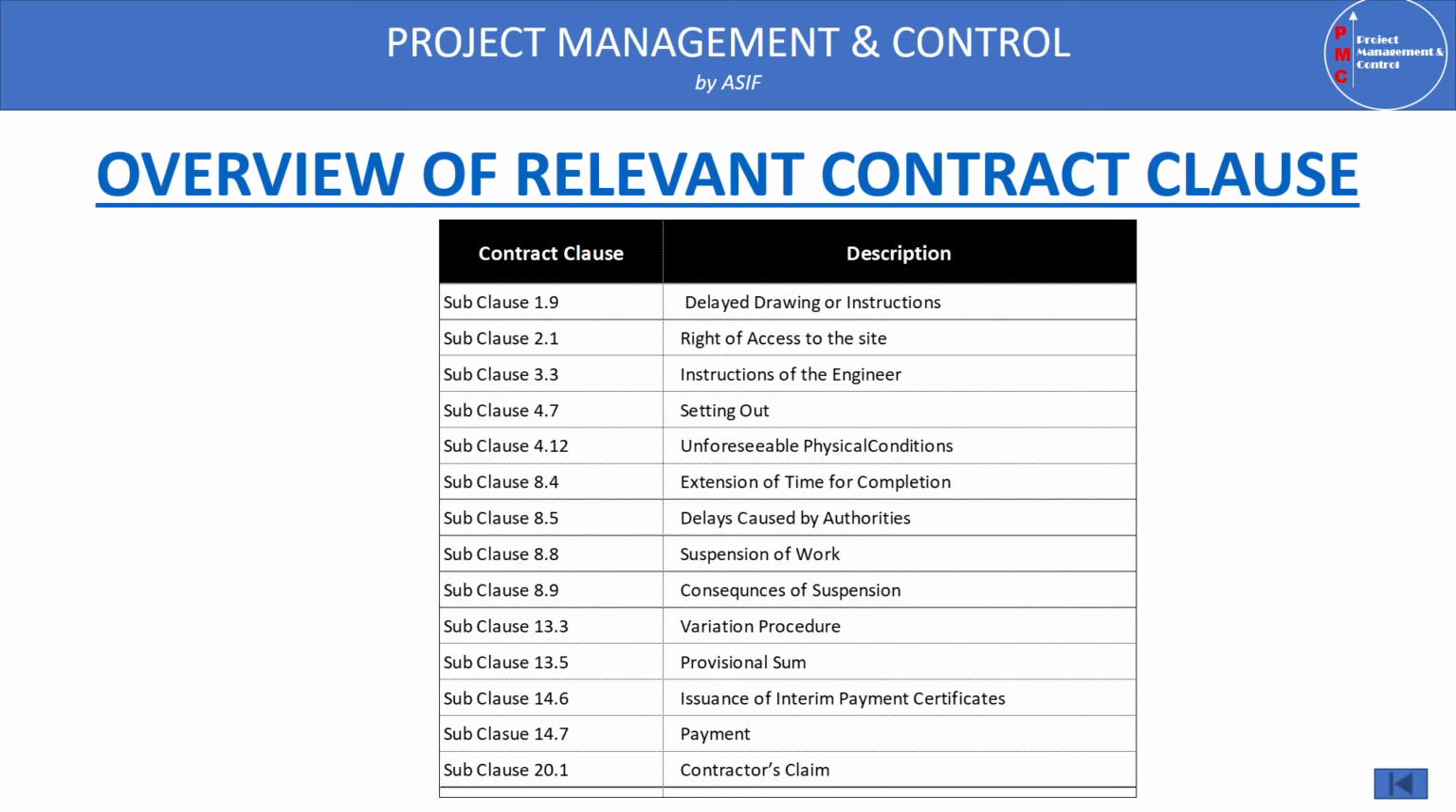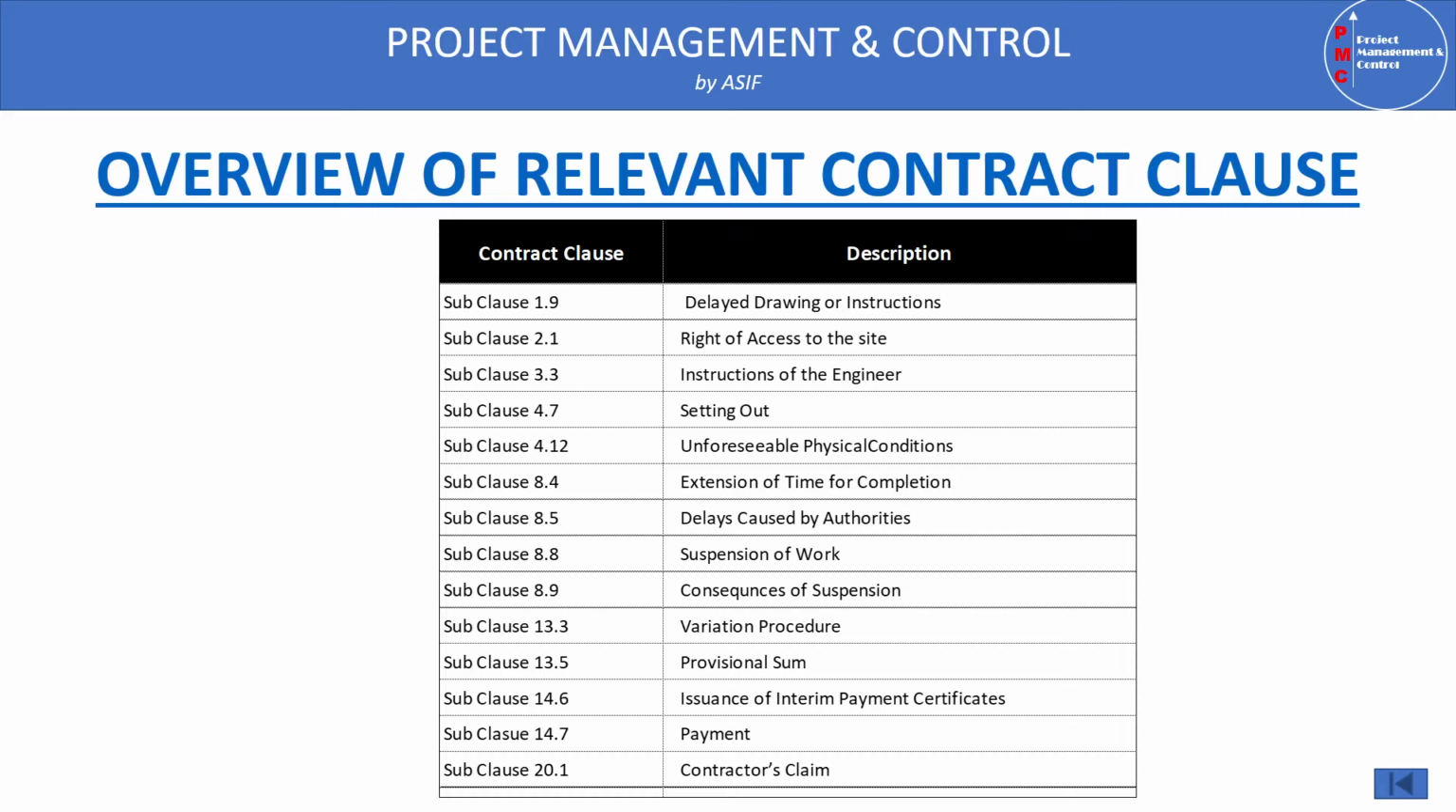Here we are referring to the conditions of contract, FIDIC 1999. In FIDIC 99, the contractor's claim is based on the following clauses. Number one is subclause 1.9, which is related to delayed drawing or instruction. Subclause 2.1, which is related to right of access to the site. Subclause 3.3, instructions of the engineer. Subclause 4.7, setting out. Subclause 4.12, unforeseeable physical conditions.